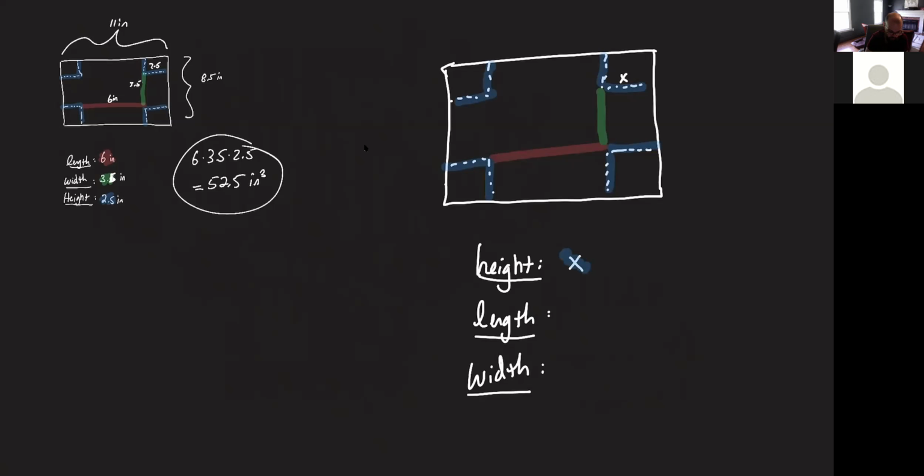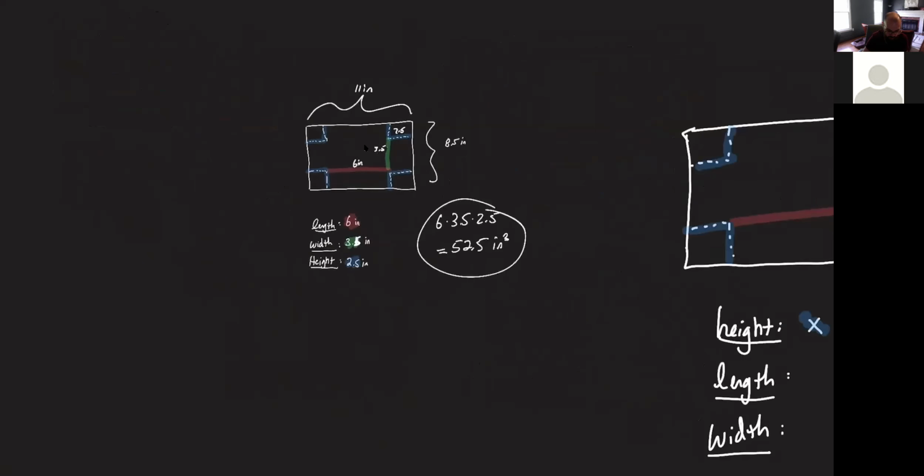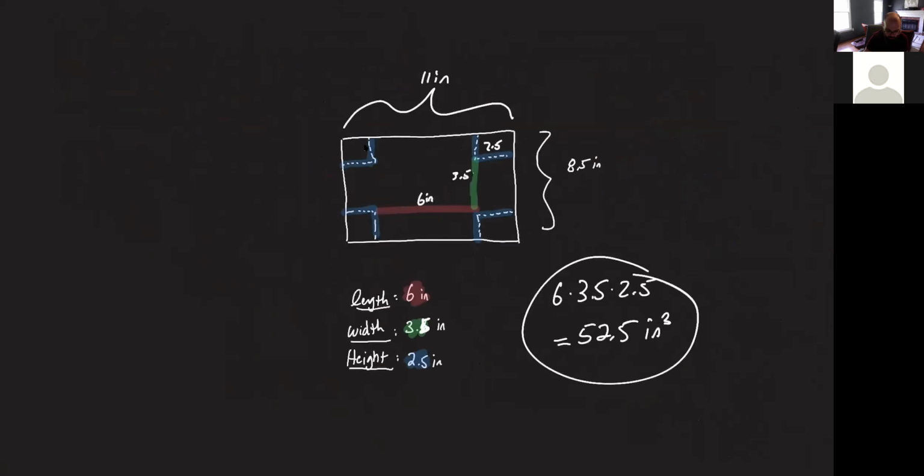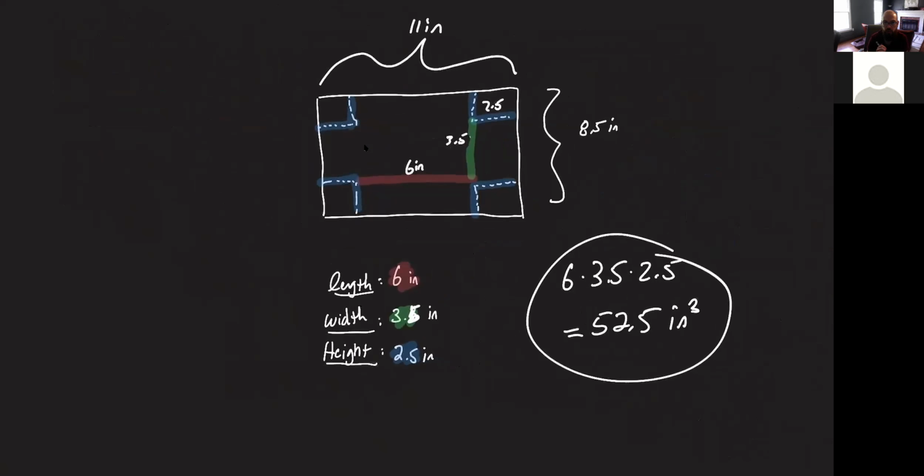Right, so let's go back over here. So when I was figuring out the dimensions here, one of the checks that we did is we said, hey, does it make sense that this is 6? Because we did this plus this should be 11. We did this plus this should have been 8.5. Right? Yeah.